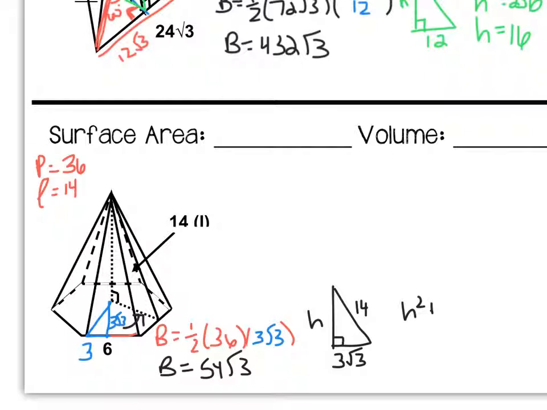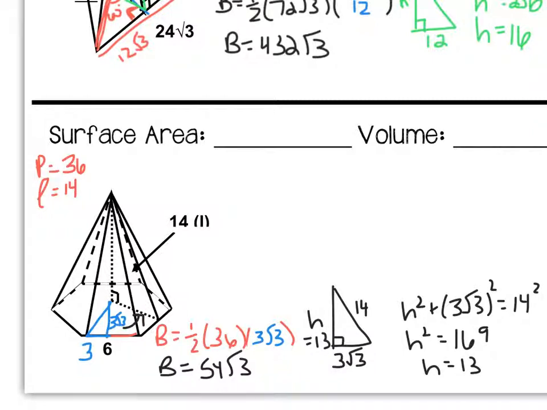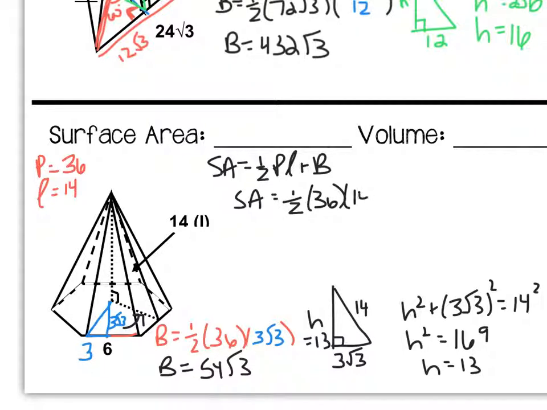So height squared plus 3 square root of 3 squared equals 14 squared. And we can use a calculator. So I'm just going to tell you once we do that on the calculator that we're going to get h squared equals 169. So h is 13. So formula, surface area equals 1/2 perimeter times slant height plus area of the base. So surface area equals 1/2. The perimeter of my base is 36. Slant height is 14. Plus area of my base was 54 square root 3.